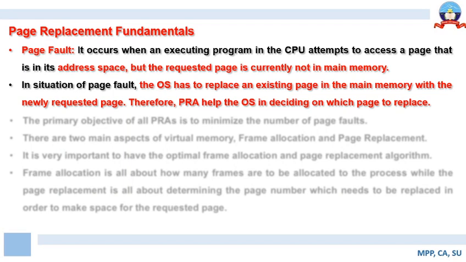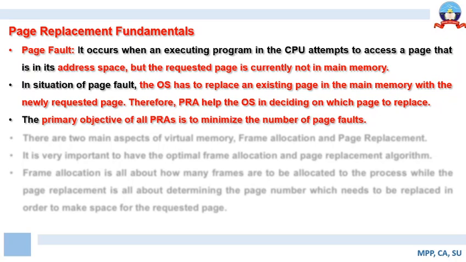In a situation when a page fault occurs, the operating system has to replace an existing page in the main memory in order to fit the newly requested page. Therefore, the page replacement algorithm helps the operating system decide which page is to be replaced and when it is to be replaced. So the primary objective of all page replacement algorithms is to minimize the number of page faults, because the more page faults, the more swapping operations to be performed, and the more time will be required for executing the process. So the primary objective of any page replacement algorithm should be to minimize the number of page faults.